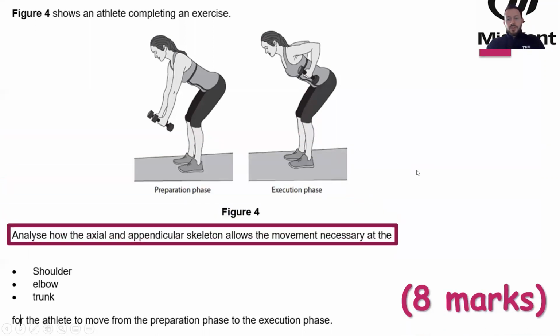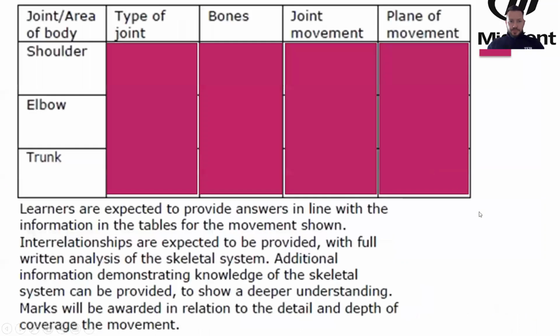All right, so 8 marks up for grabs. Let's have a look at what they want. So underneath, if you have a scan, it says learners are expected to provide answers in line with the information in the tables. What table are you thinking? Right, okay, so it's up to you to draw the table, which we'll talk through in a second. Right, then you're asked to talk about something called interrelationships. Need to be provided with an analysis of the system. Again, we'll elaborate on that in a second.